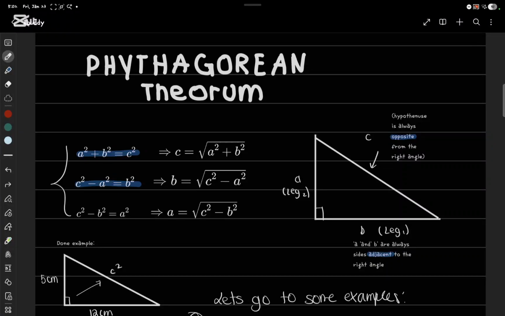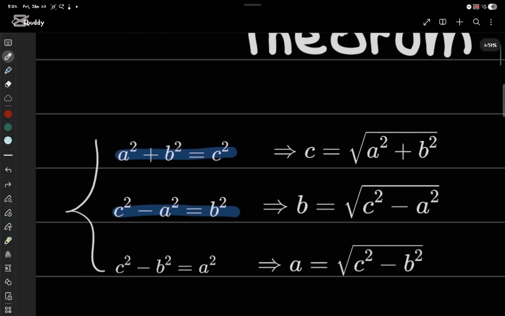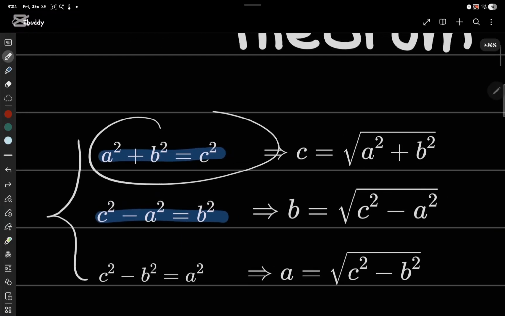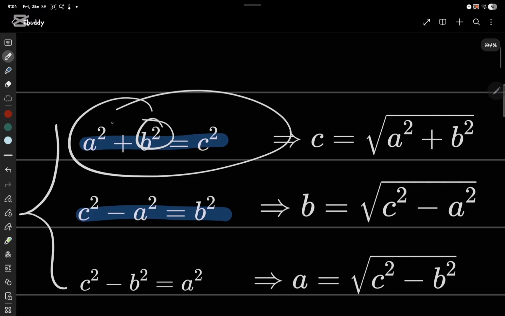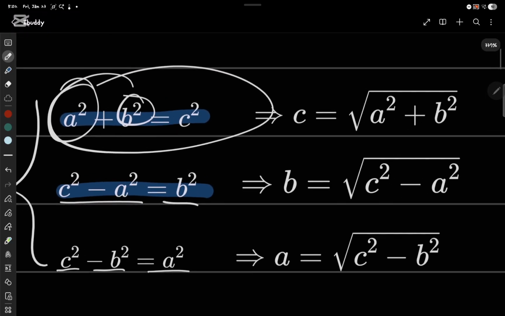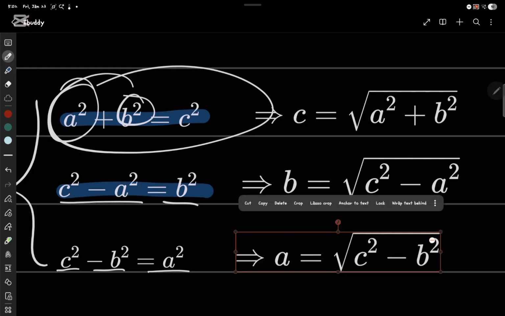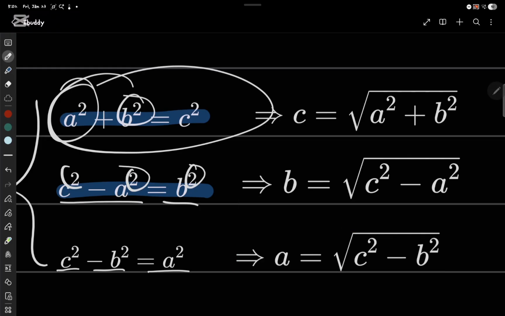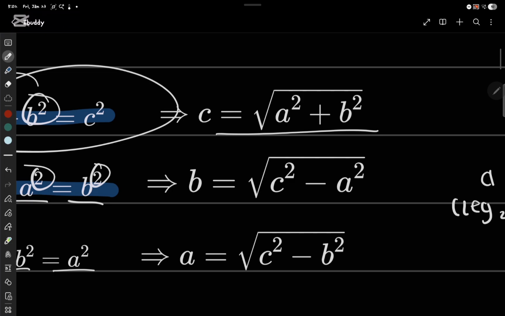This is the first lesson of Unit 7, Pythagorean Theorem. So we have the Pythagorean Theorem, a squared plus b squared equals c squared, which you can rearrange for b squared and a squared. So c squared minus a squared equals b squared, and c squared minus b squared equals a squared. Okay, so you can either use this formula that involves these squares, or you can use this one.